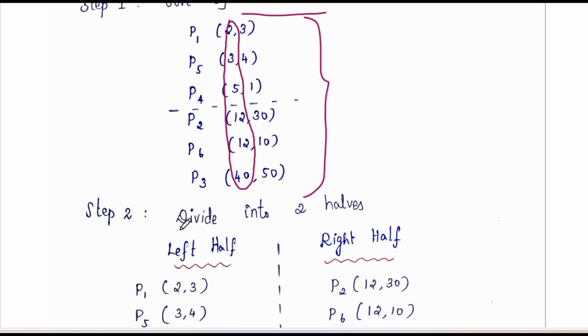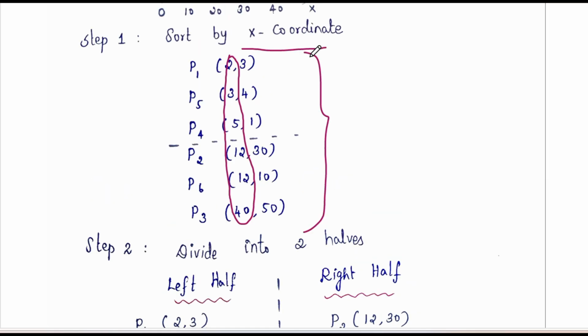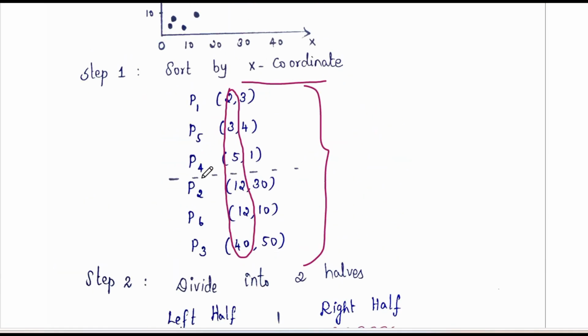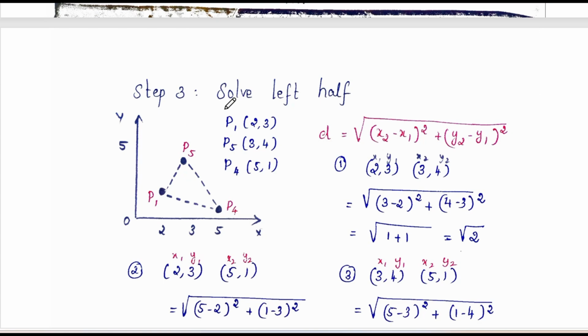Second step, we perform the divide operation, because this method follows the divide and conquer technique, right? So divide all points into two parts after sorting. Six points are there, divided into two halves, so each part contains 3 points, left and right half. P1, P5, P4 are in the left side, P2, P6, P3 in the right half. This is the midline, this is left, this is right.